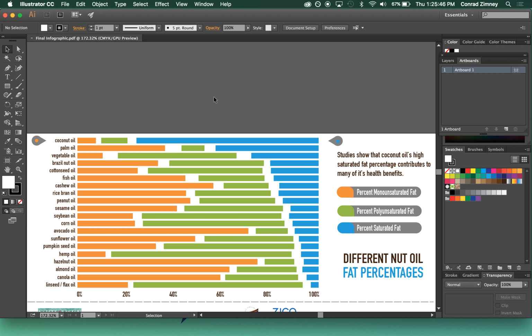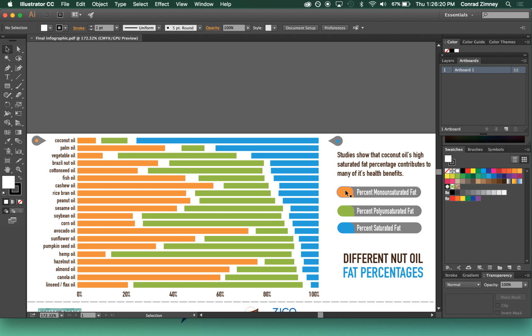I've used text to annotate this primary piece of the display, the piece that is displaying the coconut oil's composition. Studies show that coconut oil's high saturated fat percentage contributes to many of its health benefits. This is just a brief description of why coconut oil's health benefits are so high. It's because it has so much saturated fat.